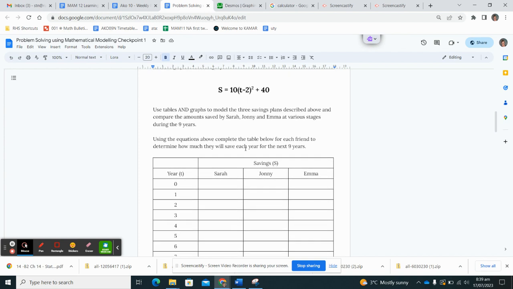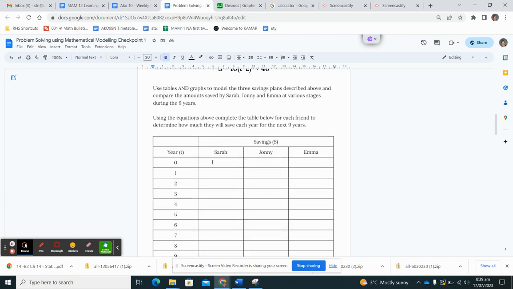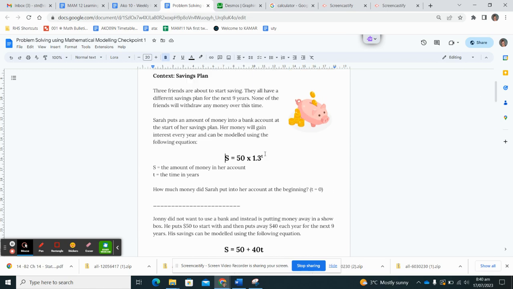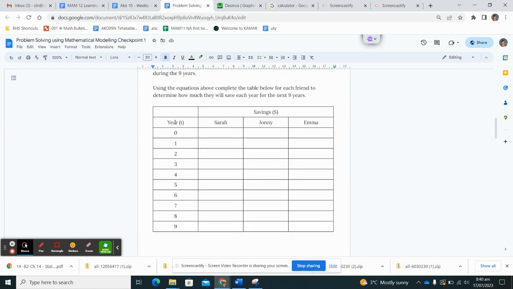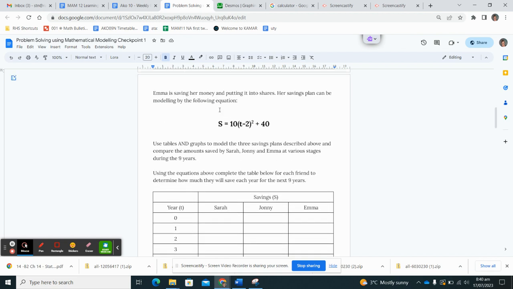Okay, so your very first task is to fill out each of these rows in your table using the different models and just substituting in the time given to you in your years column. Okay, so t equals 0, then t equals 1, 2, 3, into each of the different models for the savings plans for each of those different people. And you can just type it in as you see it.